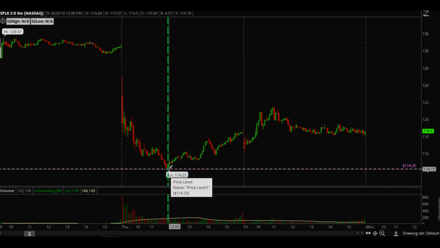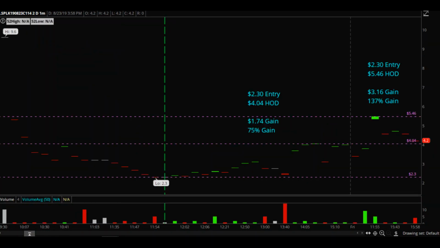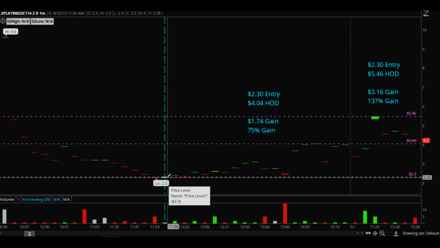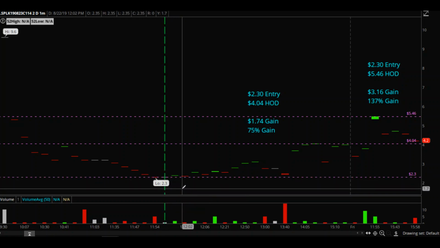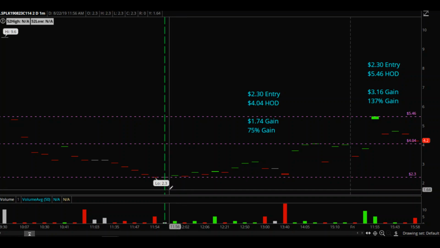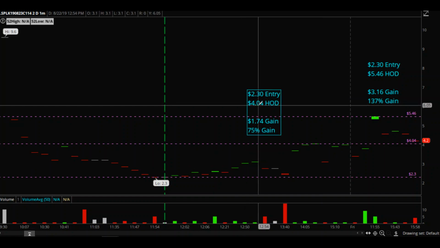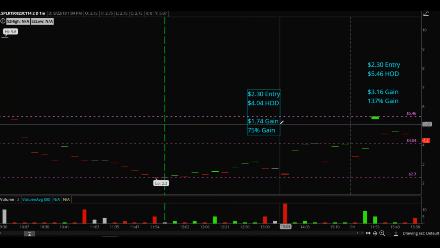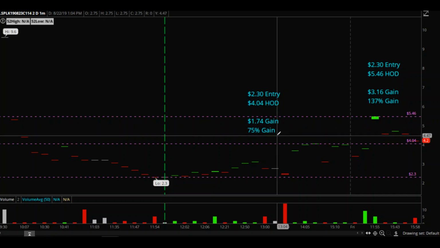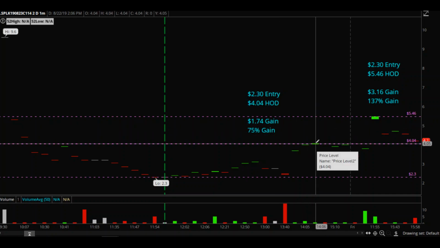However, if we decided to get into that trade, let's take a look at what would have happened. $2.30 is where that entry would have been. So for a small account, a single contract is $230 plus your commissions. Now, the high of day is way over here at $4.04. That is a $1.74 gain, or 75% in the same day.